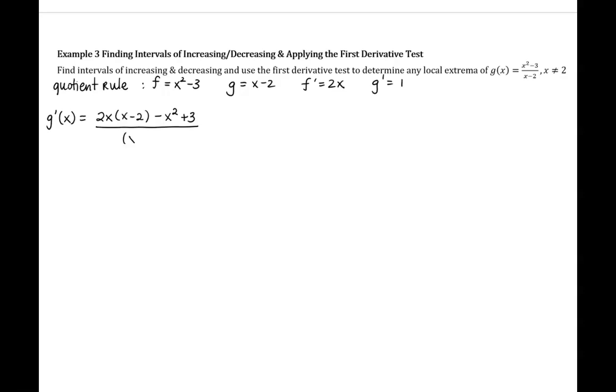In the denominator, we have g squared. I will work on simplifying my numerator.